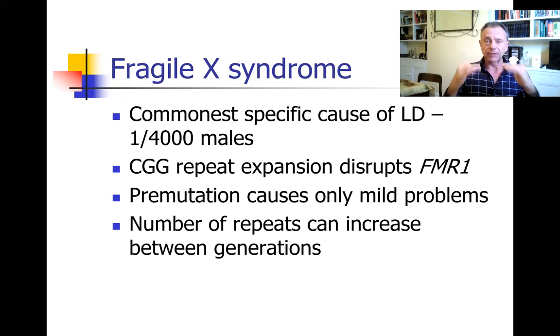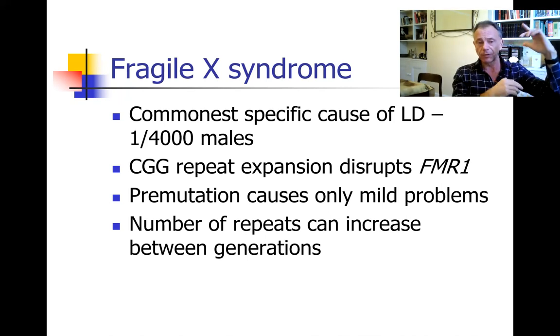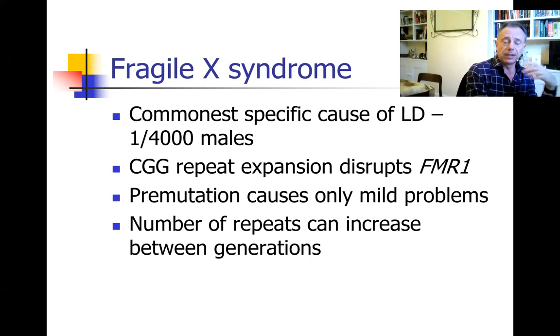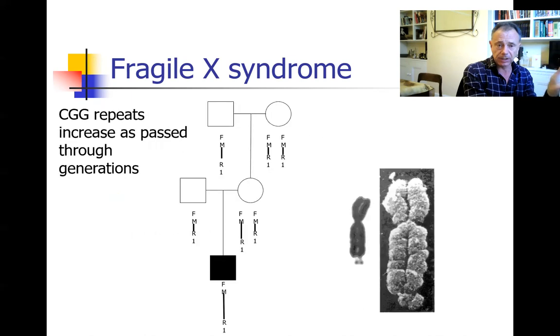Another thing to note is that the number of repeats can change in meiosis, going from one generation to another. So you can have a pre-mutation where you have more than the normal number of repeats but not enough to cause much in the way of problems in one generation, and then in the next generation that number can increase and cause a problem. So you can see a pattern of inheritance that could be like this.